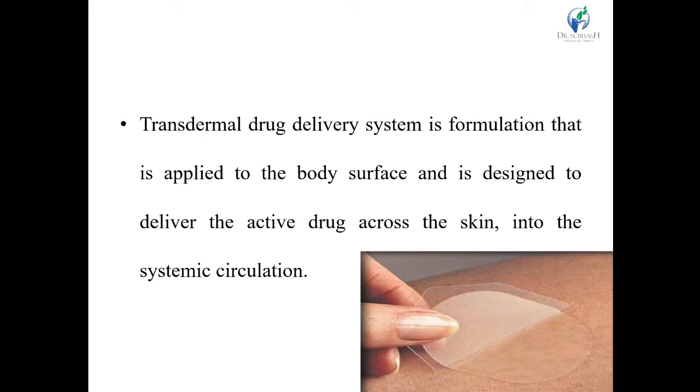They are designed to deliver the drug through the various layers of the skin surface, and then it enters the systemic circulation. It is also a polymeric drug delivery system which contains the API either in a reservoir type of system with rate controlling membranes, or we can disperse the drug homogeneously in a polymer matrix. So that is the type of polymeric drug delivery systems.